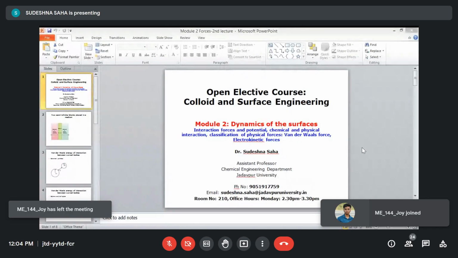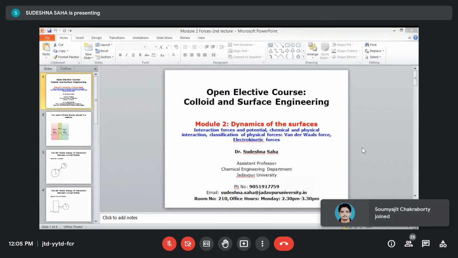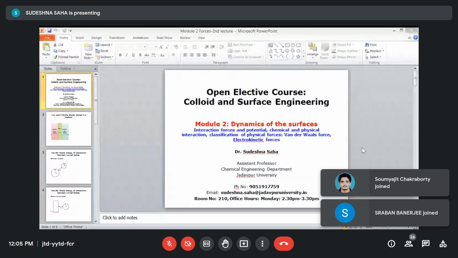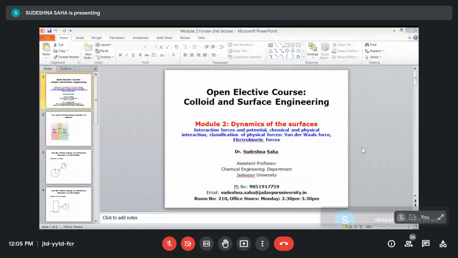Then we will go to spherical particles, cylinders, all those things. Because today I will take 2 hours, I will have some time. So today we will go to the Derjaguin approximation. After that we will talk a bit about electrostatic forces. If time permits, I will start with electrostatic forces a bit, and then in the next class we will talk about the electrokinetic phenomena.